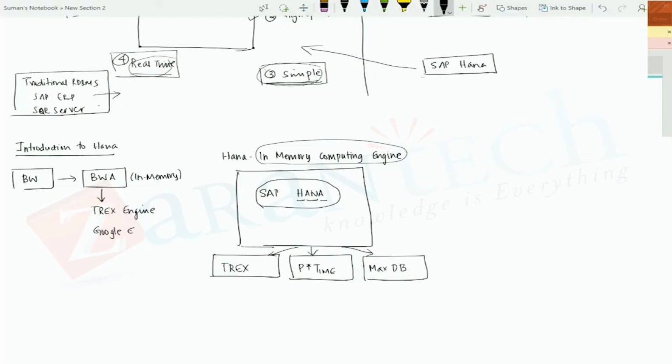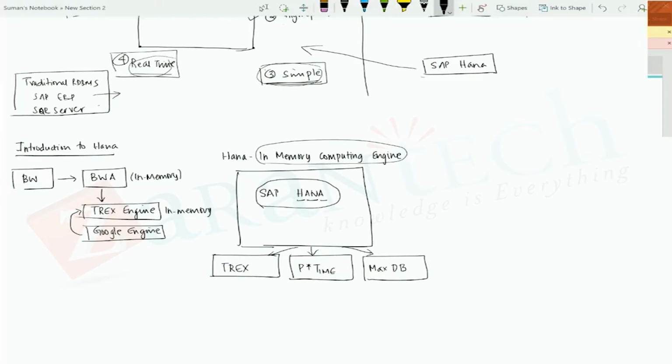Google is also in-memory computing. If you look at it, when you type a question in Google and hit enter, the speed at which the data is retrieved back to you is because it works on an in-memory computing platform. Similarly, based on those principles, SAP created this technology called the TREX engine. This is purely in-memory functionality.